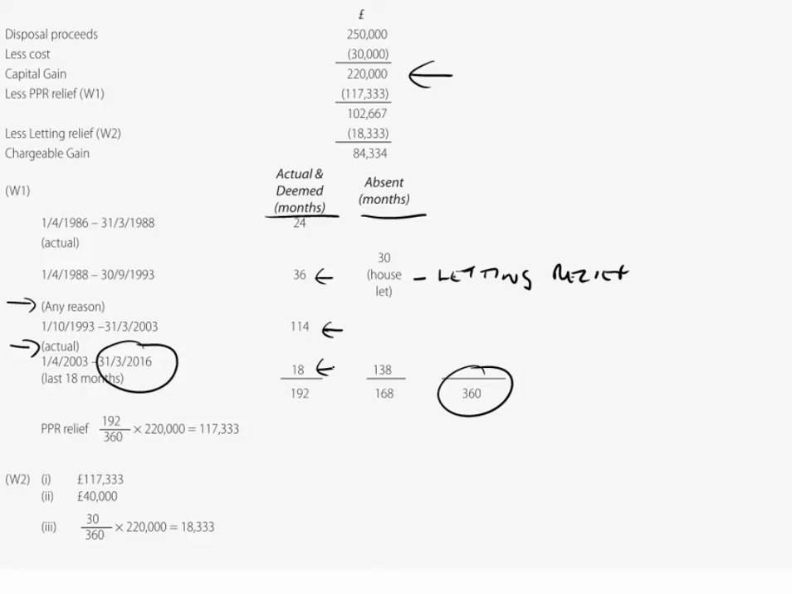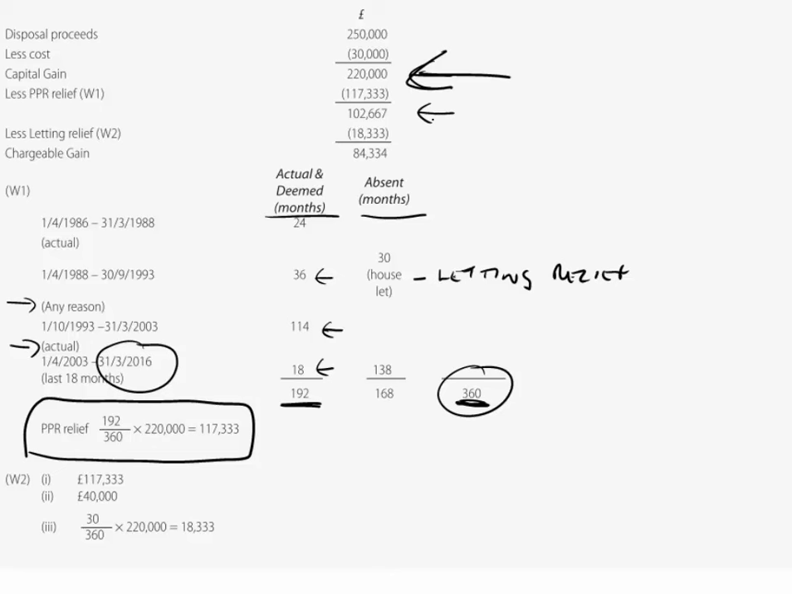So add down our columns out of the total period of ownership. Hopefully that gives us, again if I've done it right anyway, 192 months in terms of occupation, both actual and deemed, out of the 360 months of ownership. That therefore gives rise to the available PPR relief, which again, hopefully the calculations of which I've done correctly. The period of occupation 192 months over the total period of ownership 360 times the gain, up there again, £220,000, gives us our PPR relief. Take it away and we've now got the remaining chargeable gain.